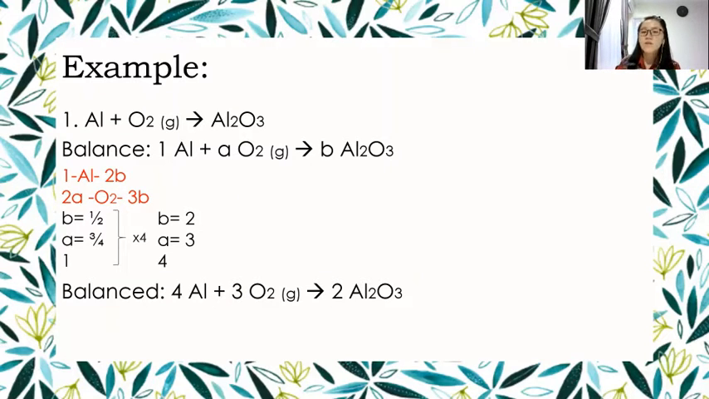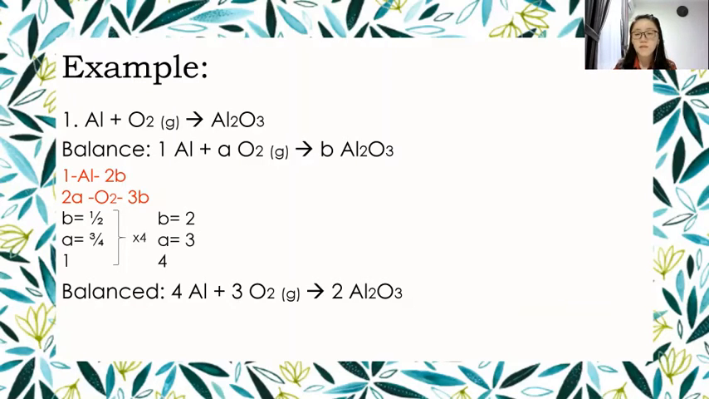To balance it, first you need to add a coefficient in front of every substance. So 1 aluminium plus A oxygen gas yields B aluminium oxide. On the left side, there is 1 aluminium and 2A oxygen. On the right side, you can write 2B aluminium atoms and 3B oxygen atoms.